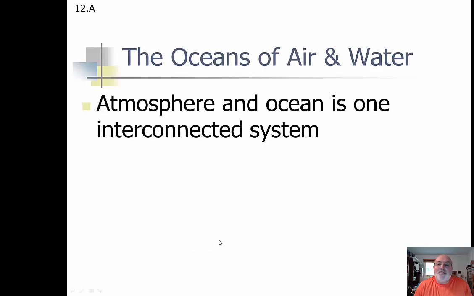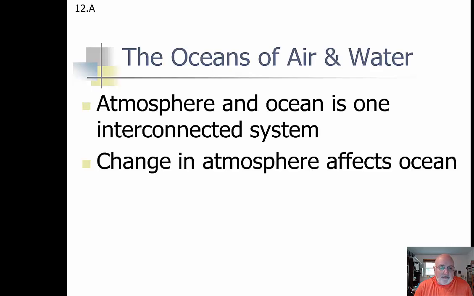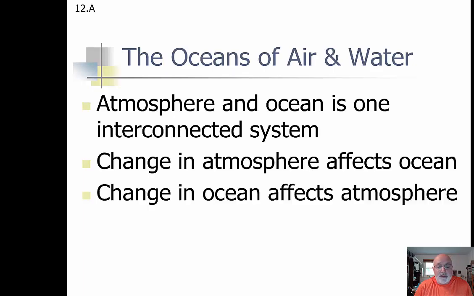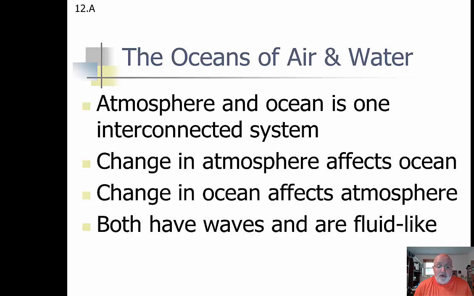Okay, so oceans of air and water. Atmosphere and ocean is one interconnected system. Water goes from the ocean into the air, and it gets back into the ocean. If you change the atmosphere, it affects the ocean. More rain means more fresh water into the ocean. And if you change the ocean, heat it up, then we're going to get more atmospheric water. So they are interconnected, and both have waves and act like a fluid.